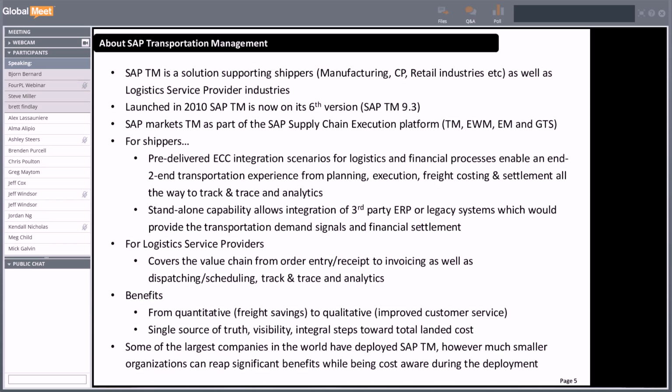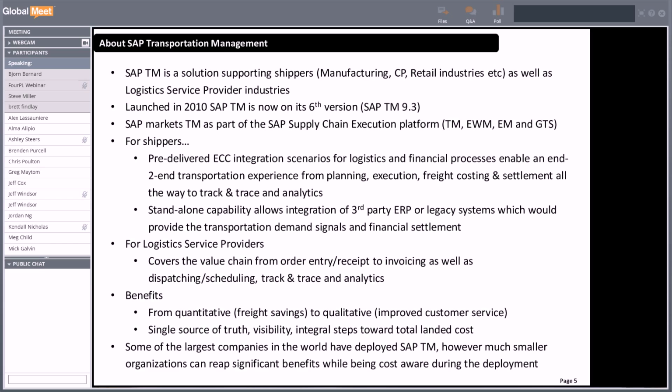Let's talk about shippers just for a second. Companies like NIBCO, who are in the business of manufacturing goods and selling them to their clients. TM delivers pre-baked integration scenarios to their ECC backend for logistics as well as for financial processes. It really enables an end-to-end experience from a transportation planning, execution, freight costing, and settlement perspective, obviously all the way to track and trace and analytics, really rounding out the whole platform.